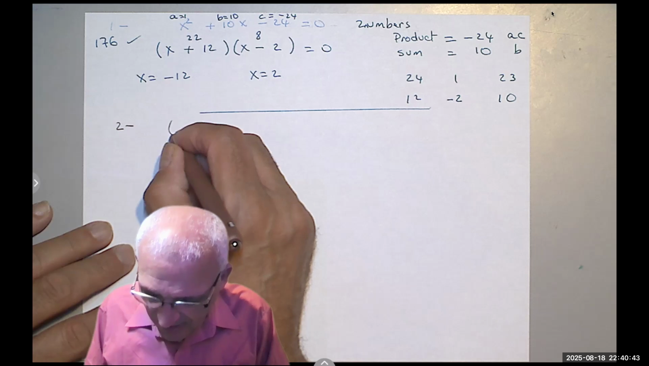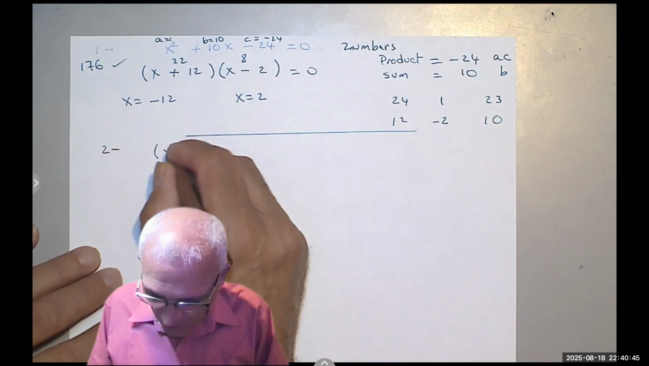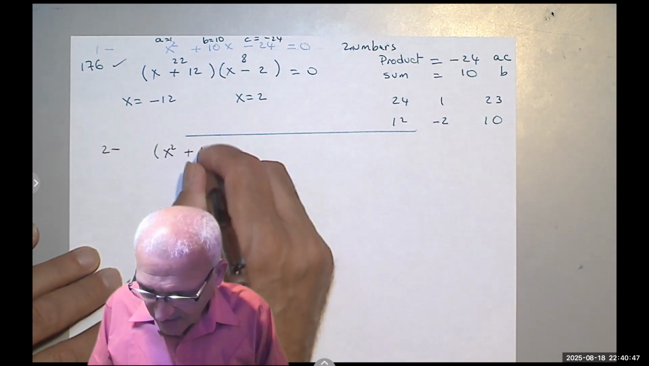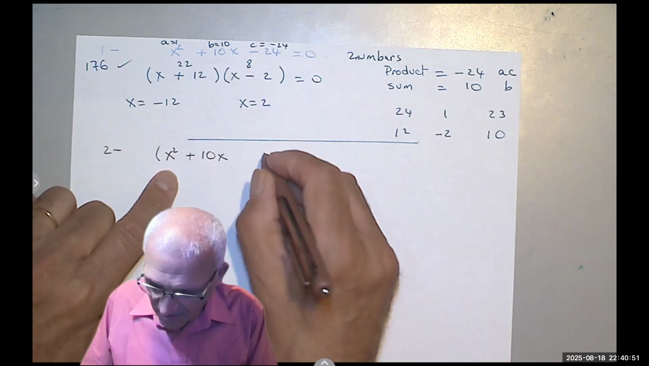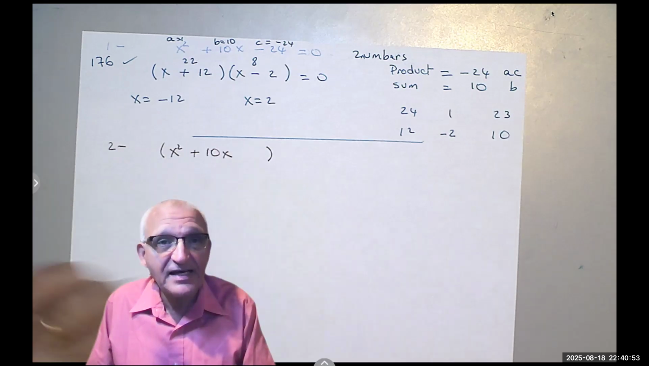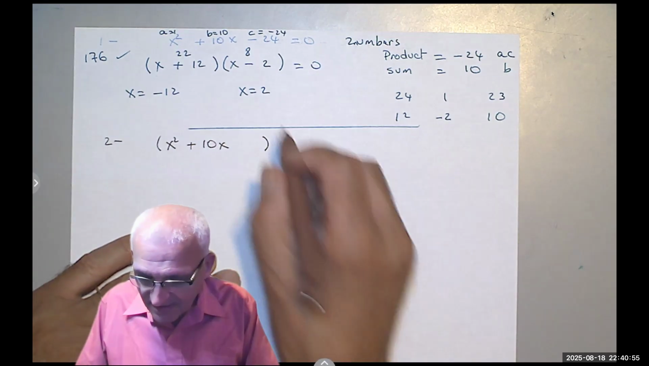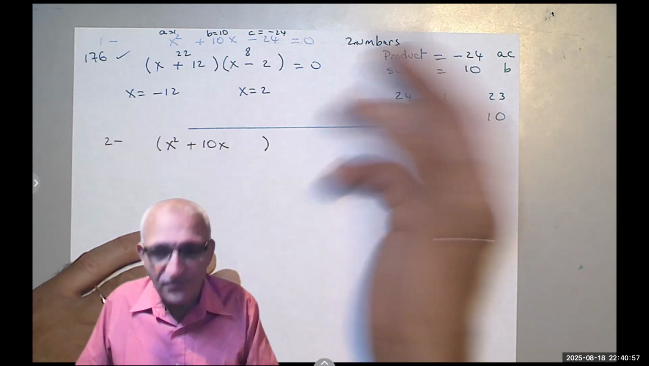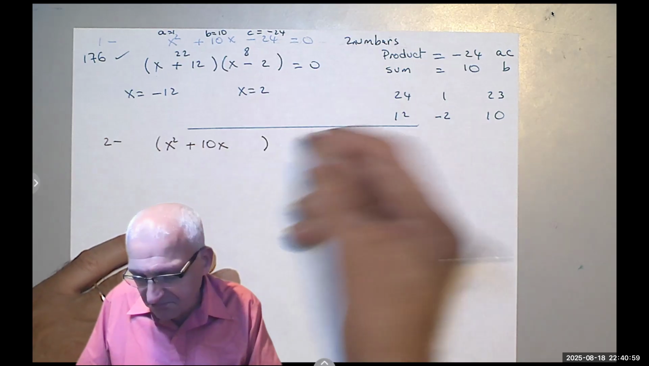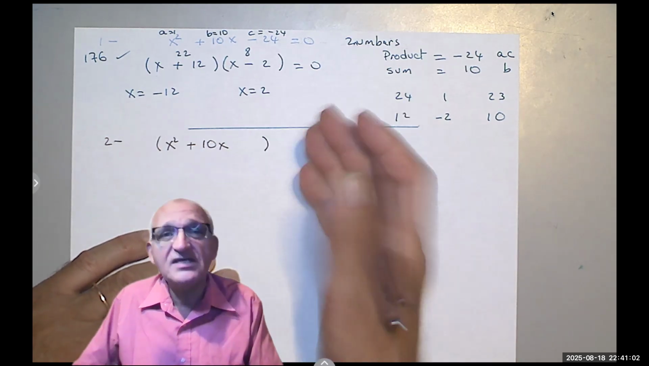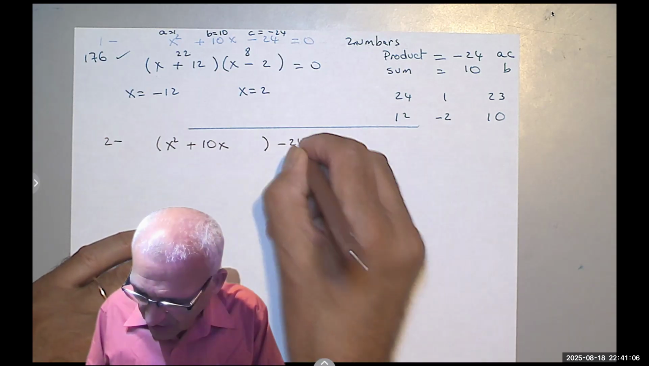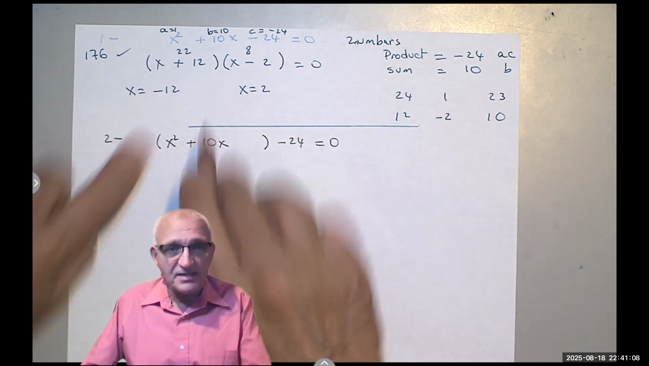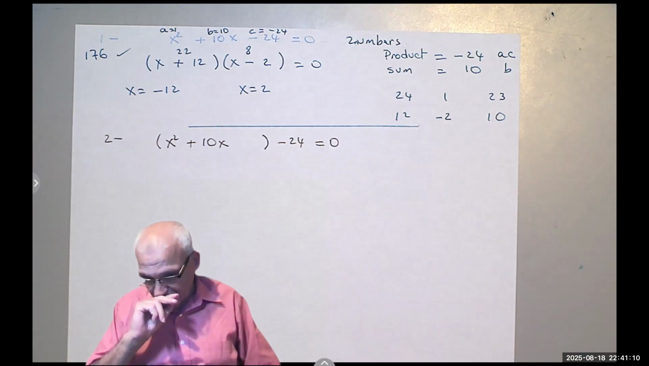I'm going to enter the x square and the 10x. So the stuff that has x only between parentheses, I'm going to close the parentheses and leave a blank. And then say minus 24 equals 0, or you can say equals 24. It really doesn't matter. So minus 24 equals 0. I didn't do anything except using parentheses.